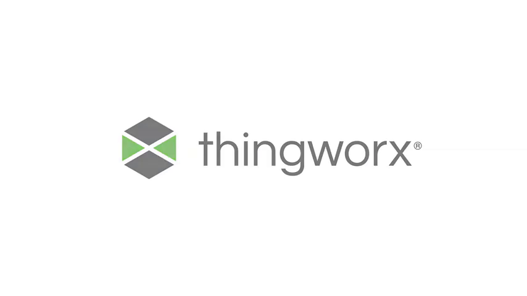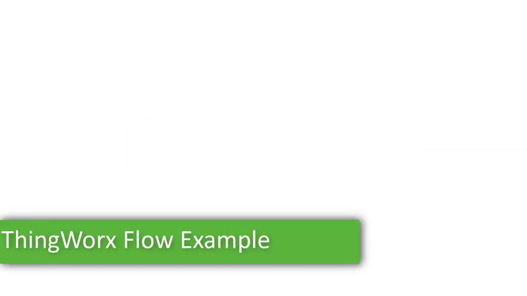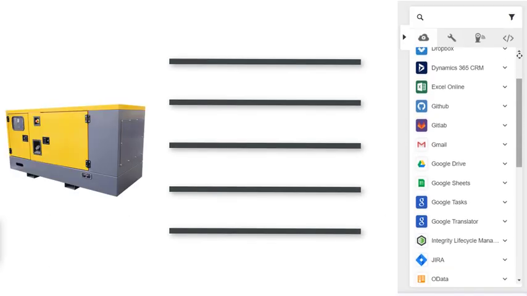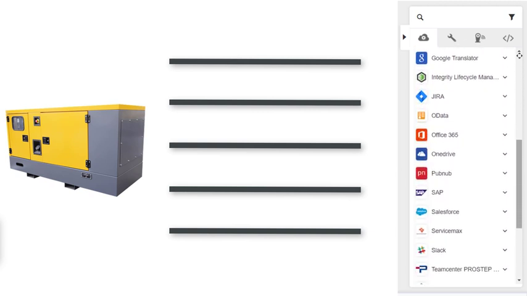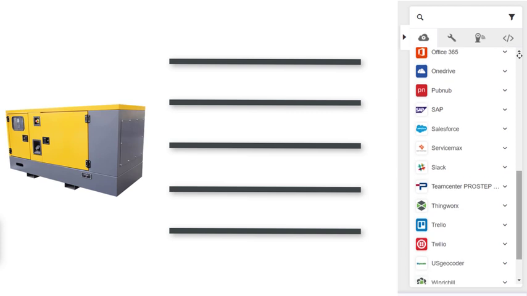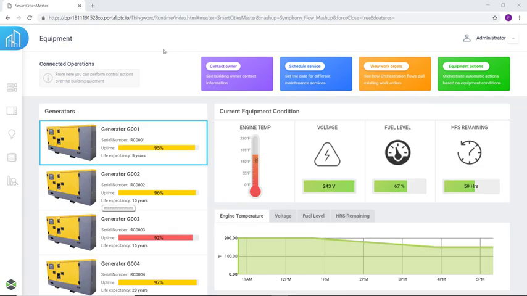ThingWorx Flow is a codeless drag-and-drop workflow automation tool that connects on-premise, cloud systems, and devices without leaving the ThingWorx platform, enabling many different stakeholders to create and change data flows without an in-depth knowledge of coding. Let's look at ThingWorx Flow's powerful capabilities within a service use case, centered around a set of connected generators.